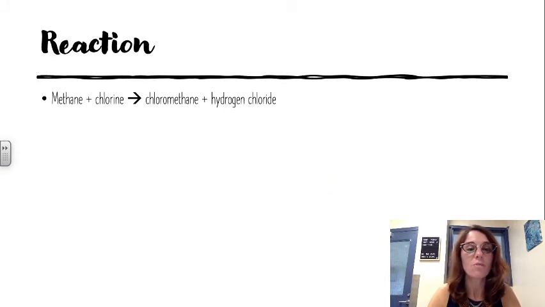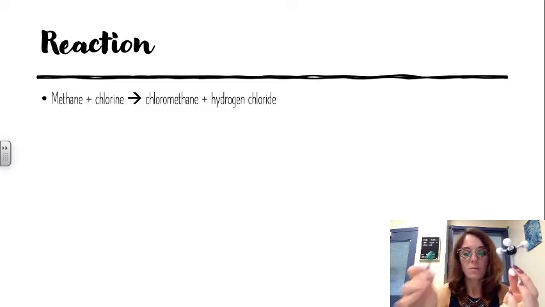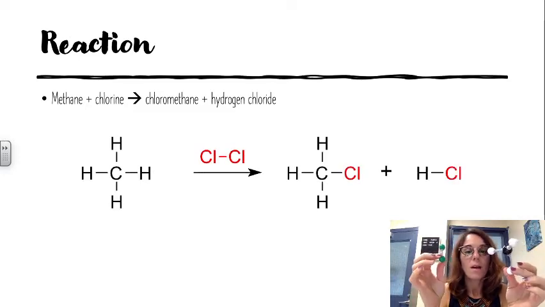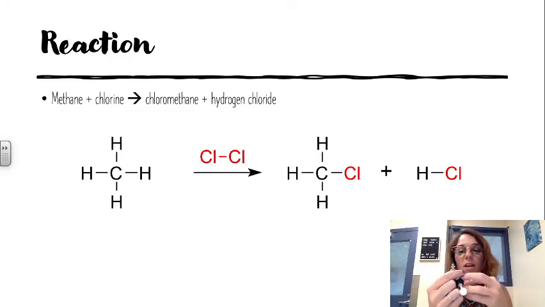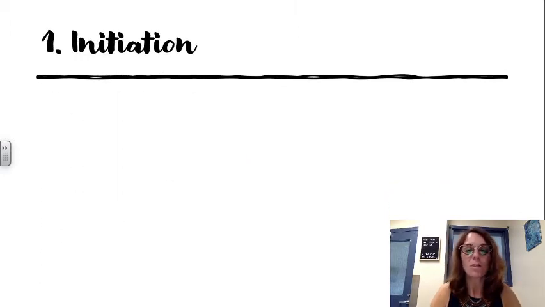So now let's go through the reaction process. This here is the general substitution reaction between methane and chlorine. So methane is right here, and then this is my chlorine. Okay, so this is the reaction that we're going to go through. The chlorine will break apart, the methane will lose its hydrogen, and then we end up forming the chloromethane and hydrogen chloride. So the first step is called initiation.